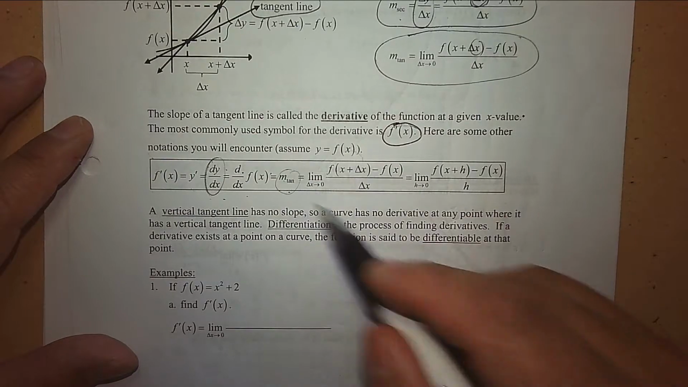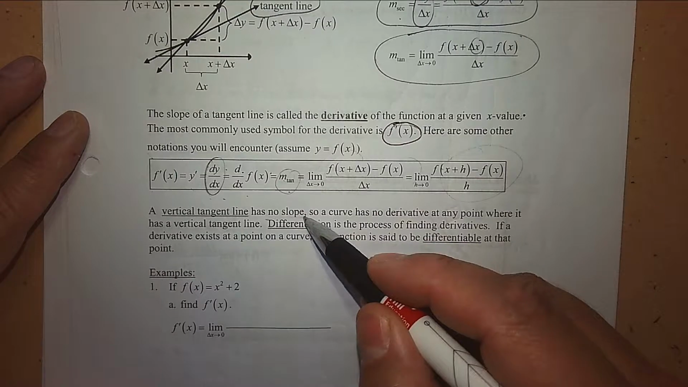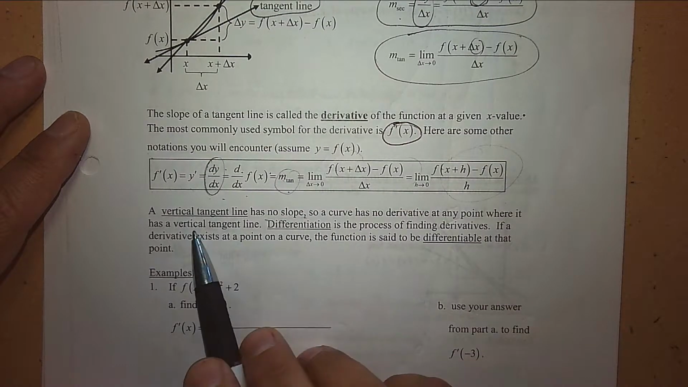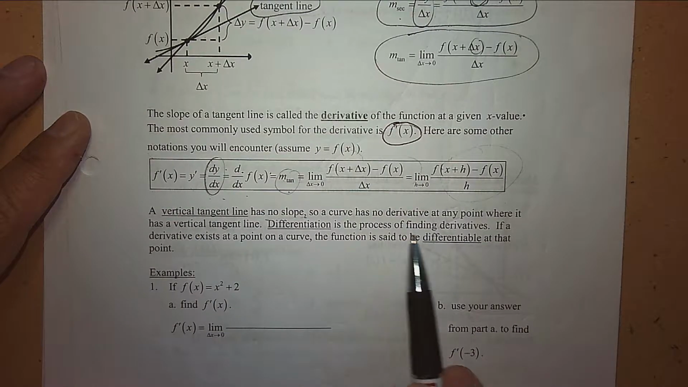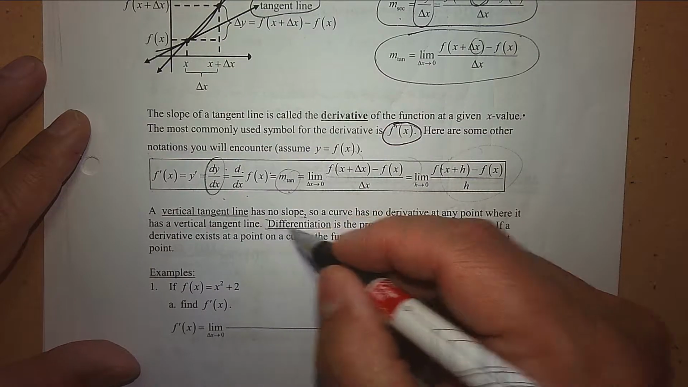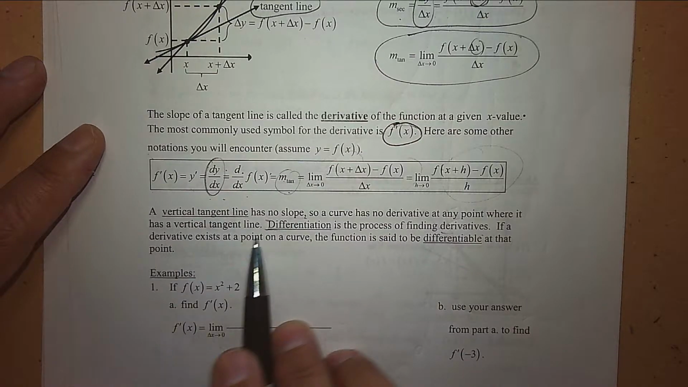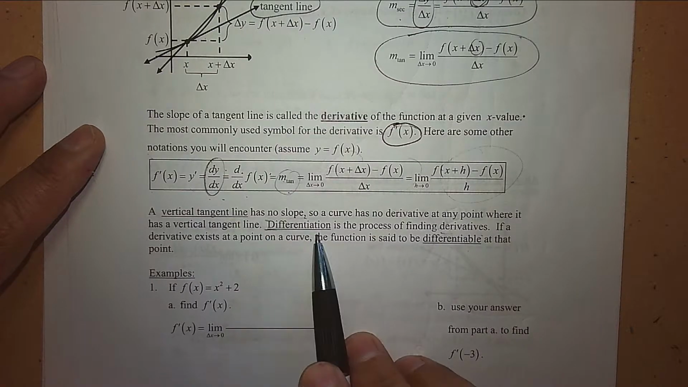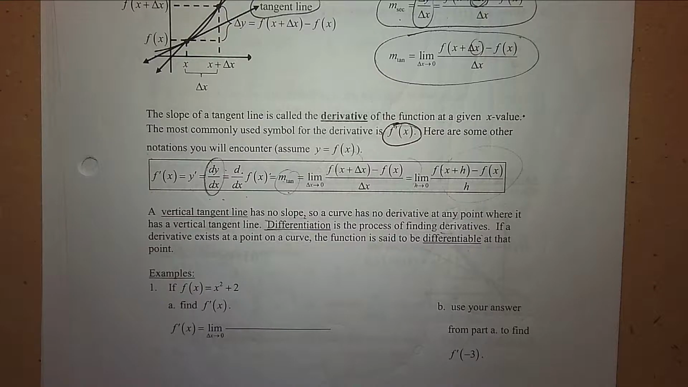Here are limit definitions. So, a vertical tangent line has no slope. So a curve has no derivative at any point where it has a vertical tangent line. Differentiation is the process of finding derivatives. So if you're differentiating, you're finding the derivative. If a derivative exists at a point on a curve, the function is said to be differentiable. Differentiation, derivatives, differentiable, right? They're all that same base word of derivative used in different ways at that point.